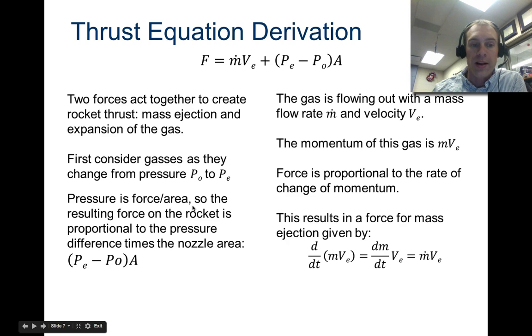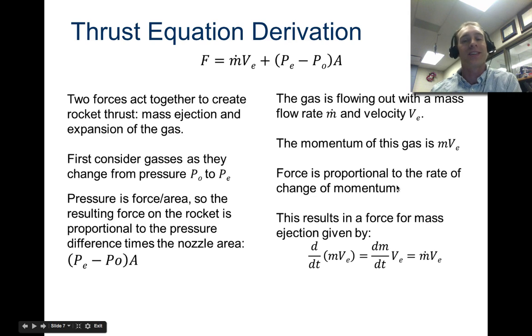Pressure is force over area. So the resulting force in the rocket is proportional to the pressure differential times the nozzle area. A bigger nozzle area and a bigger pressure differential give you a larger thrust, a larger force exiting here. Now let's look at this component here. The gas is flowing out with a mass flow rate, m dot, and exit velocity VE. Now momentum, let's go back a step. Remember from physics, momentum is just mass times velocity. Force is proportional to the rate of change of momentum.